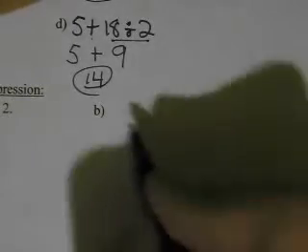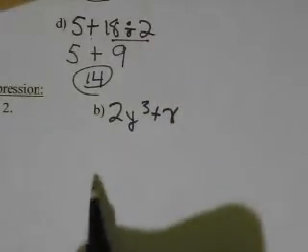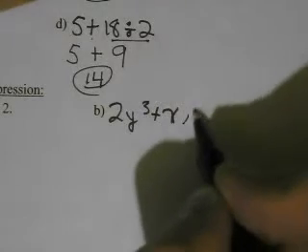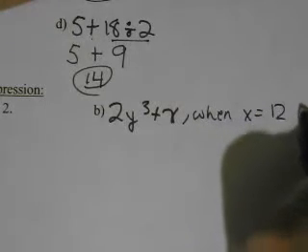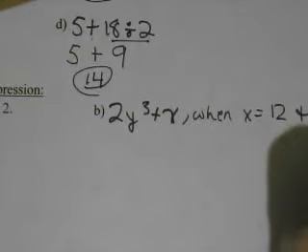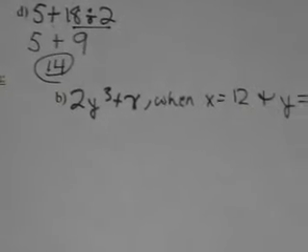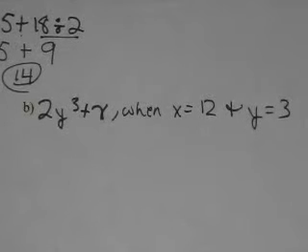Letter B. Here's what I want you to try. So this expression is 2y to the third power plus x when x equals 12 and y equals 3. So go ahead and pause the tape till you're ready to continue. And once you're ready, hit play and we'll continue on with the problem.